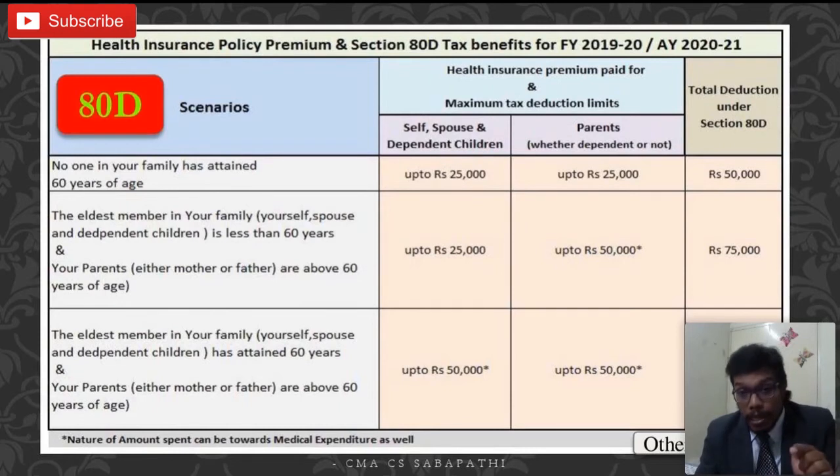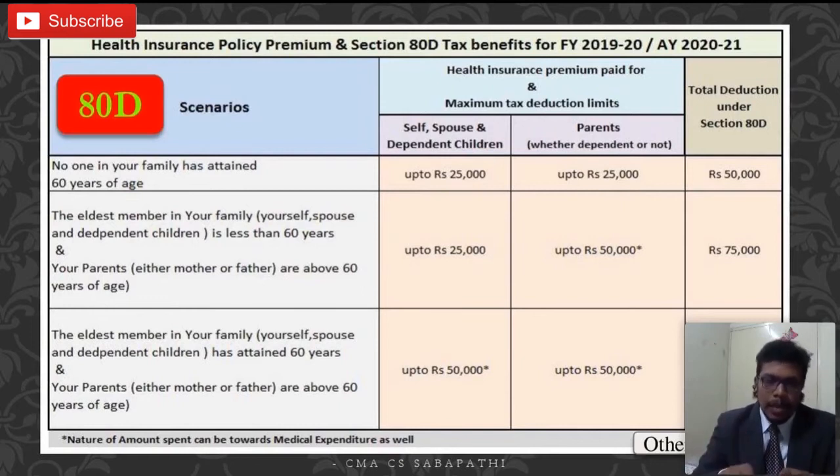Okay. If they are senior citizens and you are a resident of India, then you can. Both conditions have to be fulfilled: they are senior citizens and they are residents of India. In that case, you can avail 50,000 rupees.